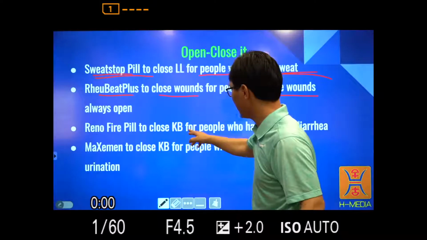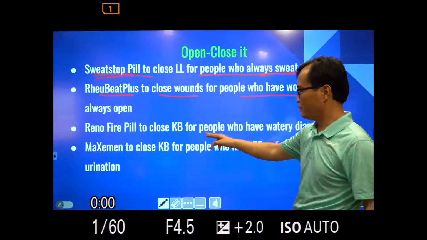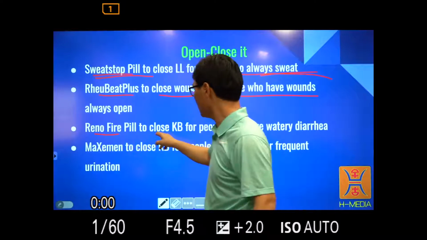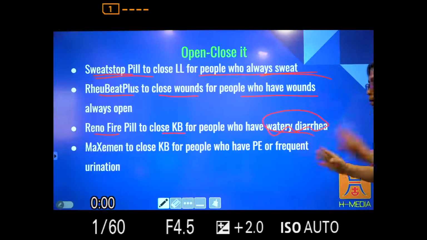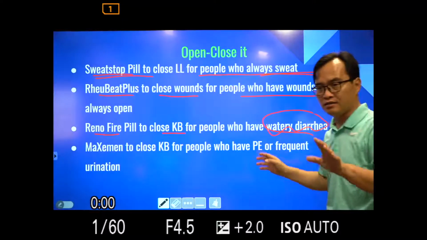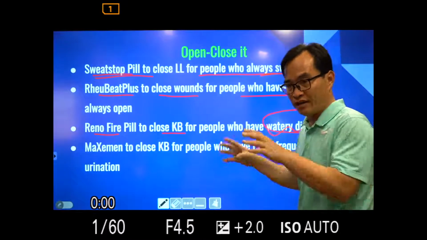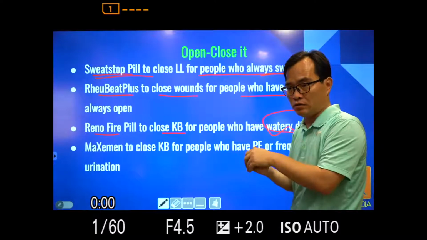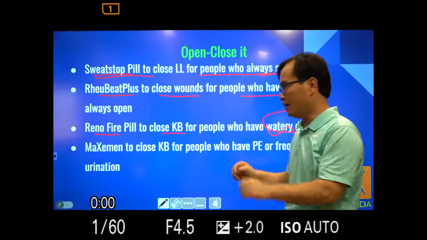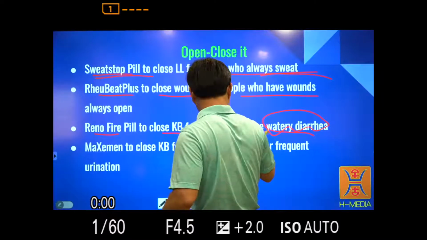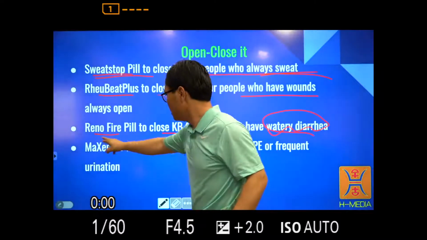Okay, this is another thing. Genotherapy to close KB system, for people who have watery diarrhea. Watery diarrhea, this is the airway system, the colon cannot close, and it makes poops like water spray. Renifer pill can close it.